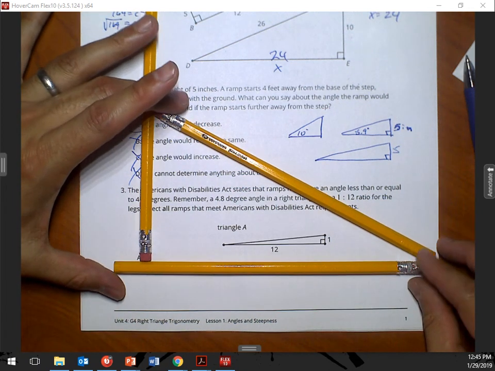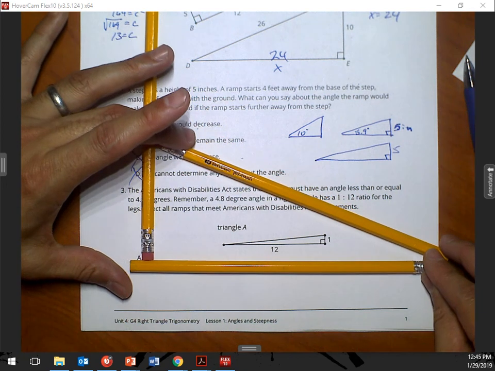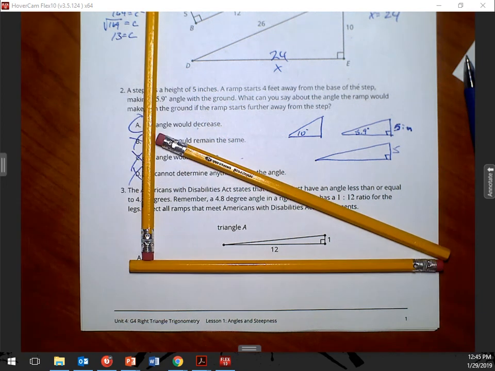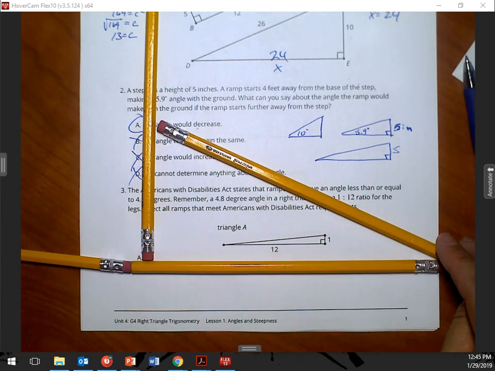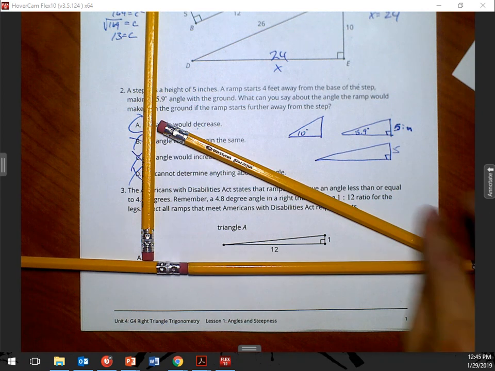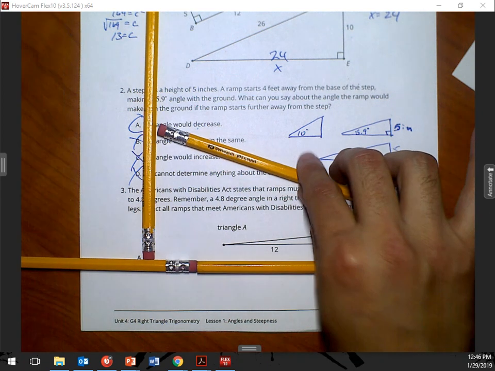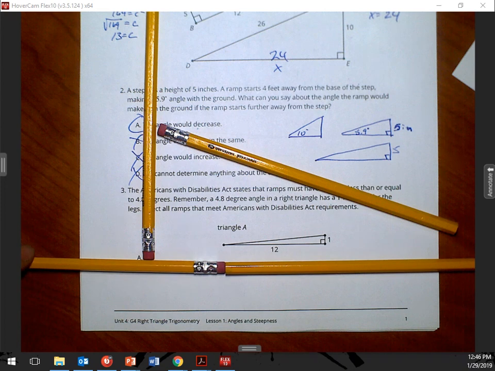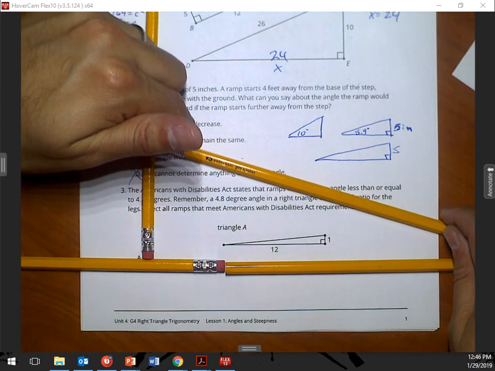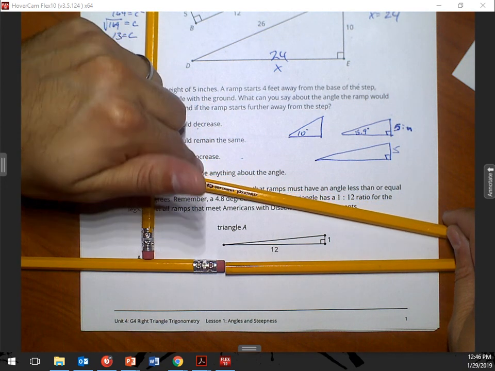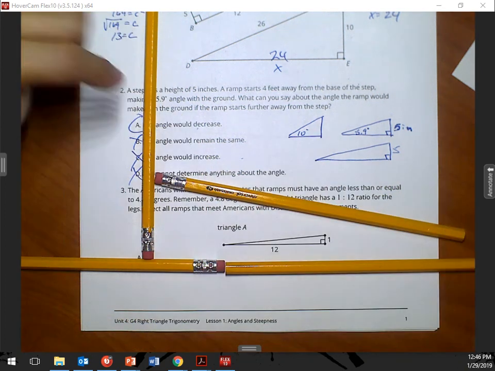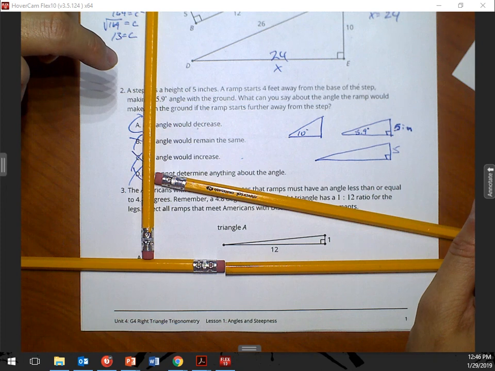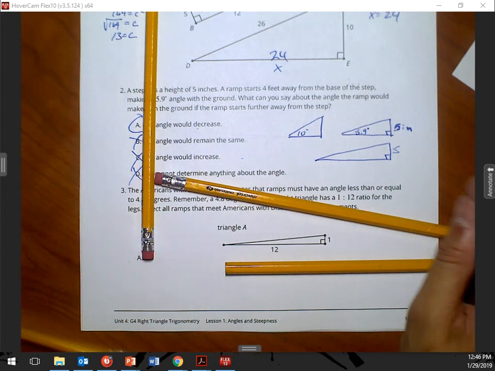As this gets longer, I have to add more pencil. So I'm going to keep extending this out longer and longer, and I'm going to have to increase this right here. As this gets longer, my angle starts going down. The angle starts going down. As this gets longer, the angle goes down. Does that make sense or no? Completely lost.